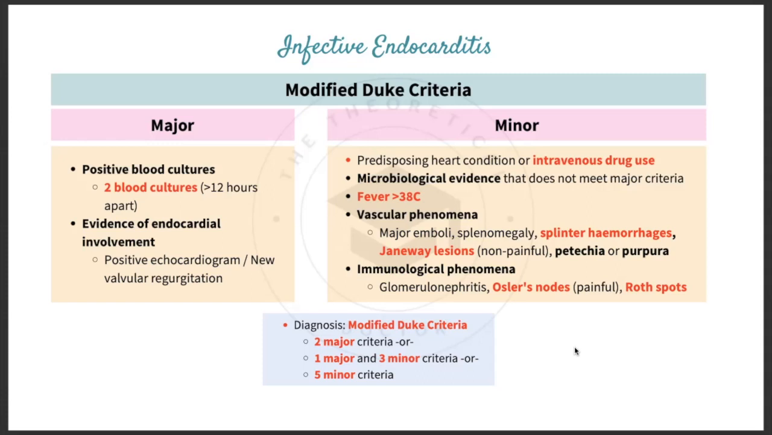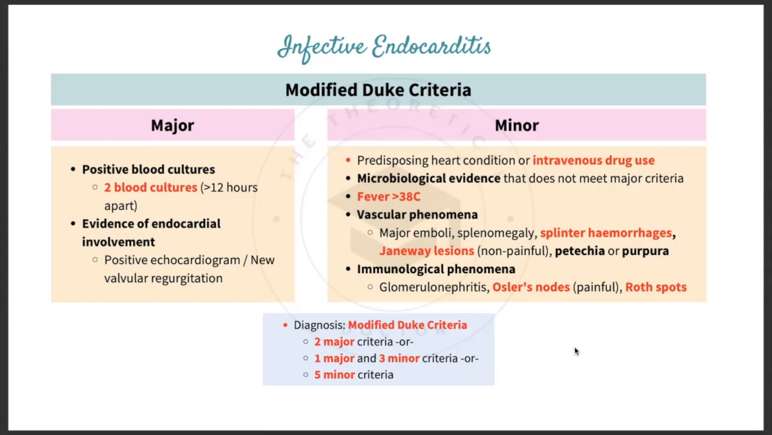But they may have presented with fever more than 38 degrees Celsius. So this falls under minor as well. They may have vascular phenomena or immunological phenomena. For vascular phenomena, there are a few, but the important ones to remember here would be splinter hemorrhages and Janeway lesions, because these are what you can see during physical examination. Therefore, you don't have to wait for the blood culture to come back. You can just see from there itself.